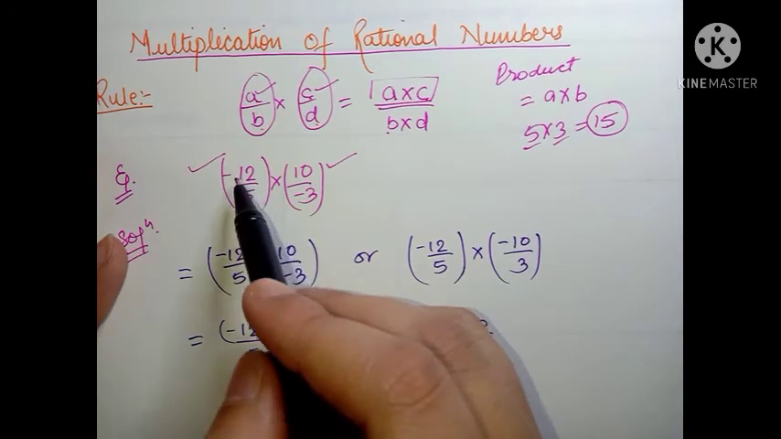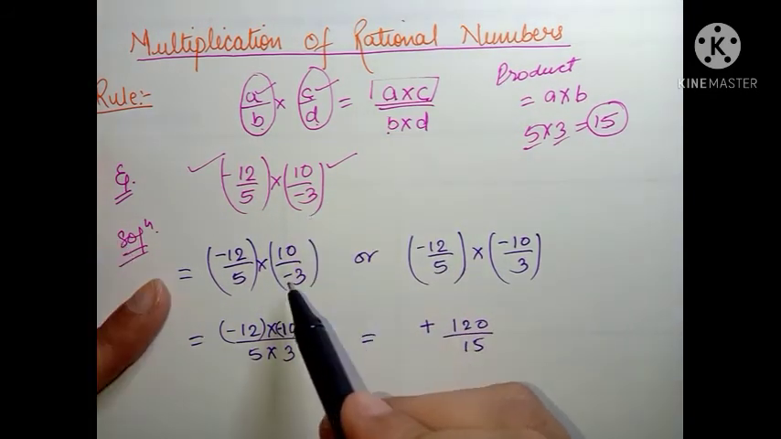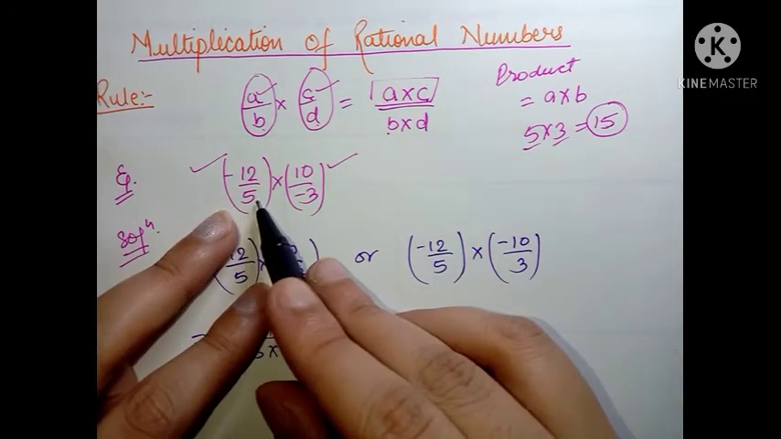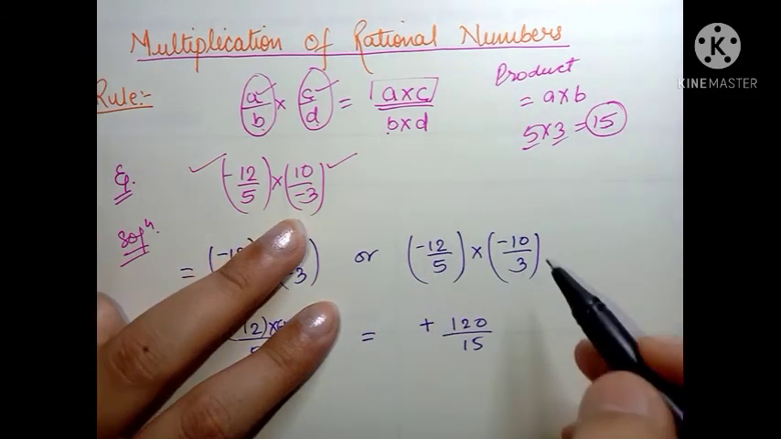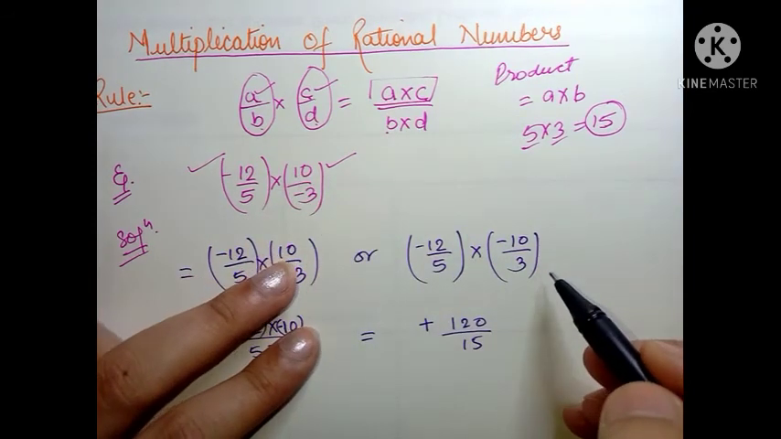So here we have minus 12 over 5 and 10 upon minus 3. First, we shall write them in standard form. Minus 12 upon 5 was already in standard form. Now we would convert the other into standard form, so we will shift this negative symbol to the numerator. So we get minus 10 over 3.